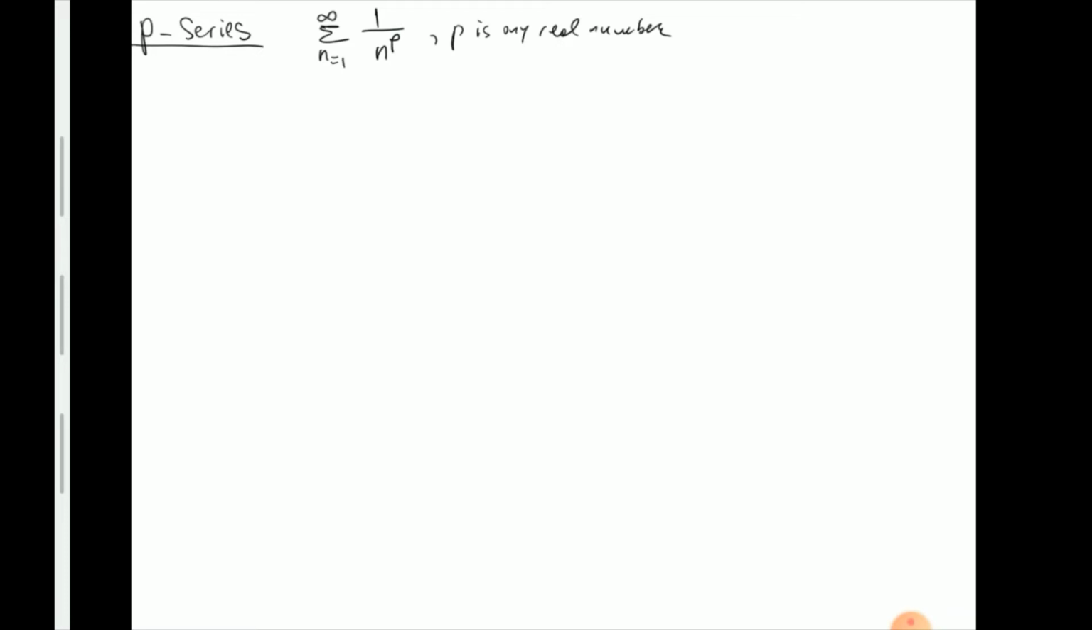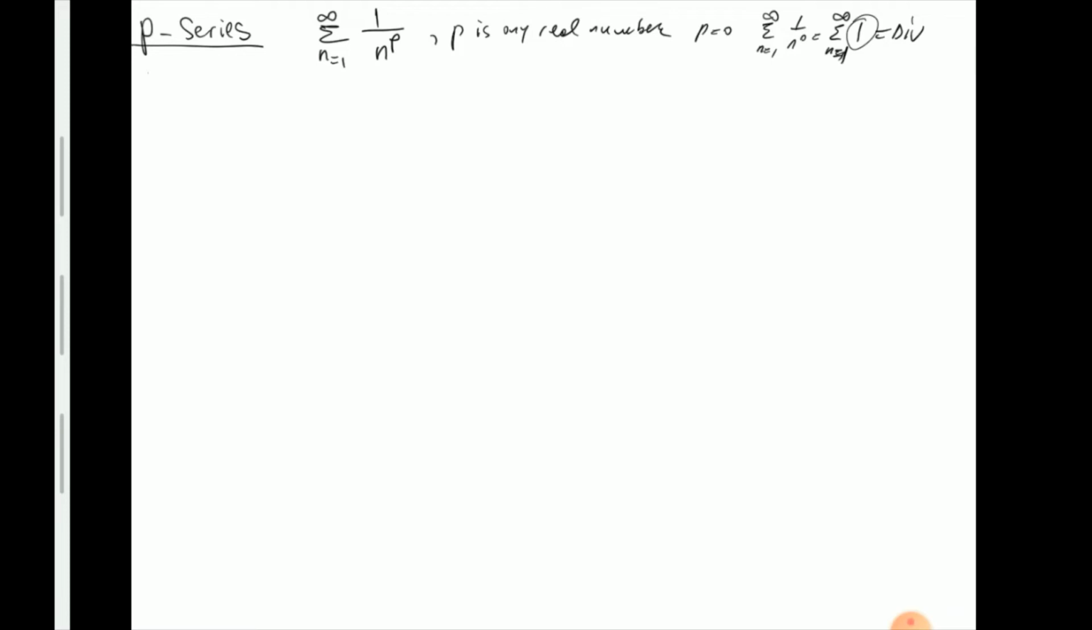I mean, p equals 0 is like a trivial case because it's a summation of 1, right? So if p equals 0, then you have summation of 1 over n to the 0, which is summation of 1, which of course is divergent, right? Remember, if the sequence that you sum up from 1 to infinity doesn't go to 0, by the divergence test, it has to be divergent.